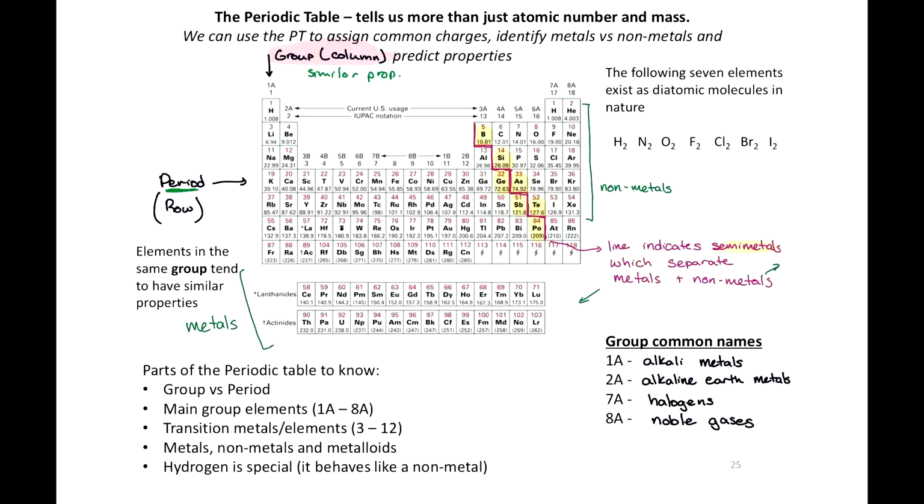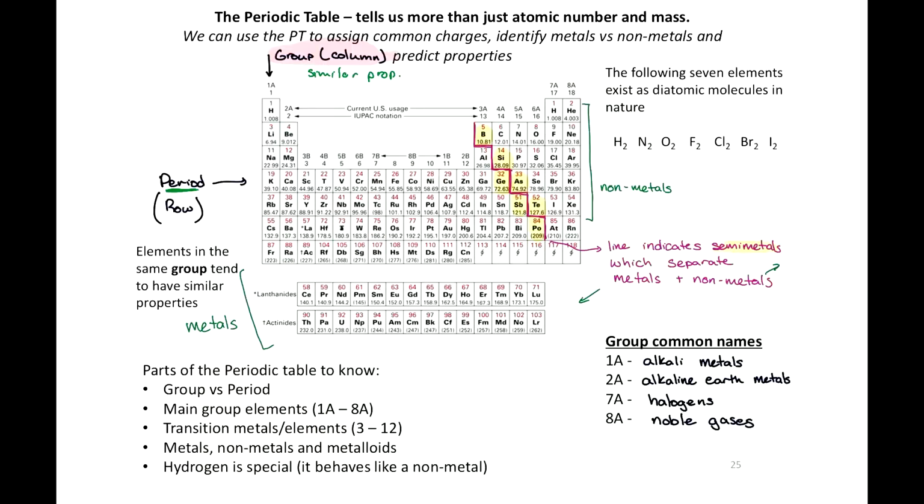Know our main group elements. Those are the elements in groups 1A, 2A. Notice that we skip over these, which are called our transition metals. They have the B designations in their groups. So 1A, 2A, then 3A actually starts over here, all the way to 8A. So our main group elements are basically the edges of our periodic table. The transition metals are in the middle.